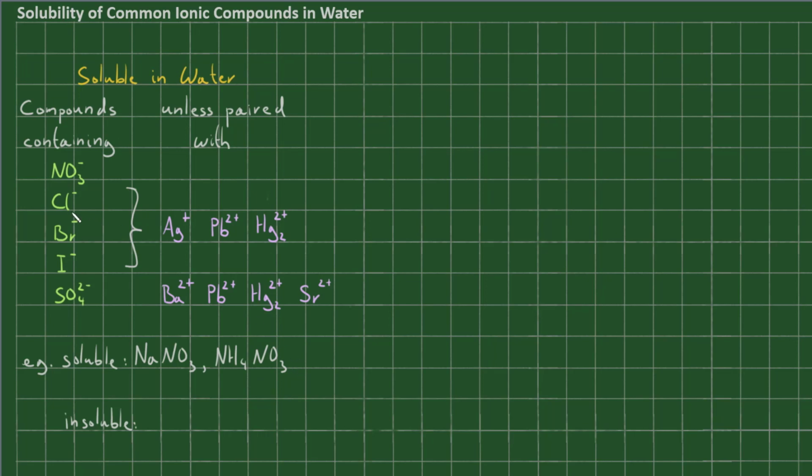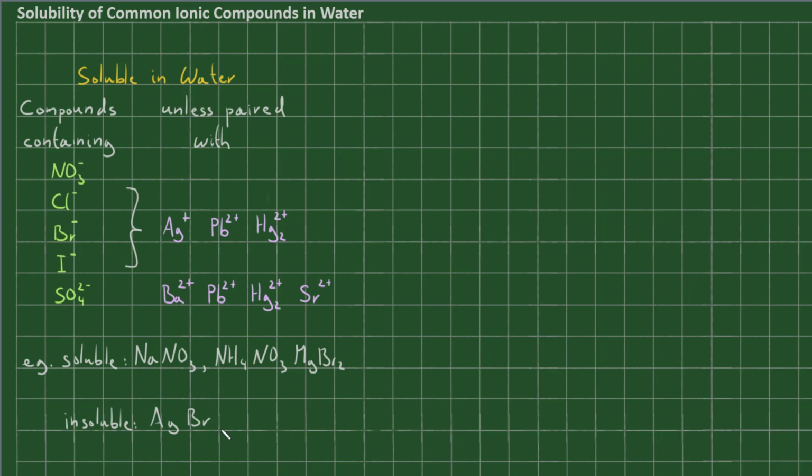What about compounds that contain chloride, bromide, and iodide? Well, the table is telling me that all compounds containing these three anions are soluble in water unless they happen to be paired up with silver, lead, and mercury. And so magnesium bromide is soluble in water, whereas silver bromide is not, because it contains the silver cation.